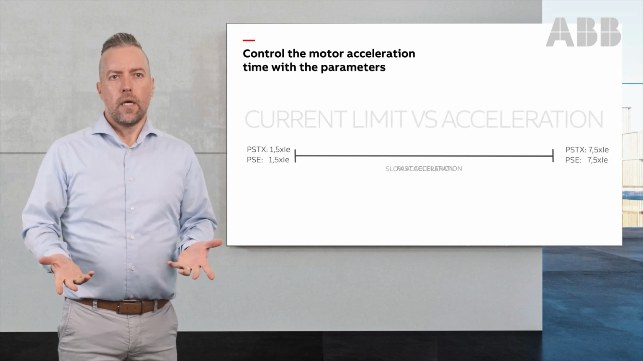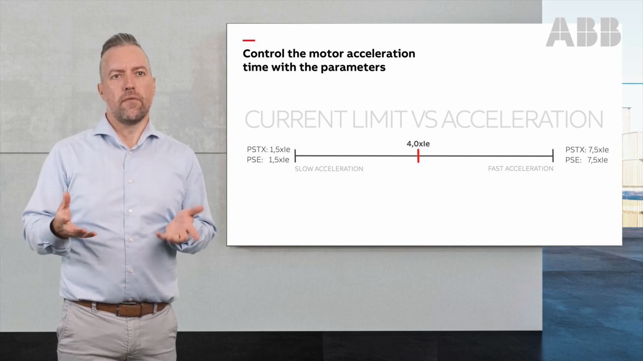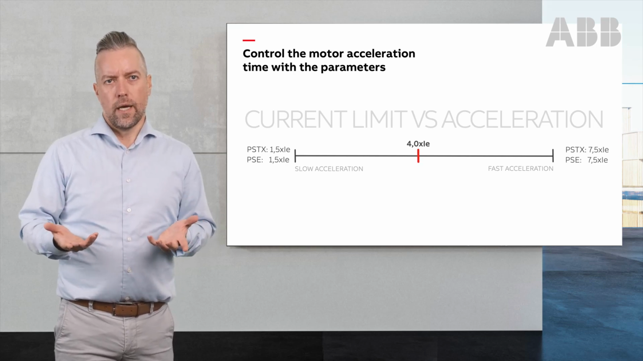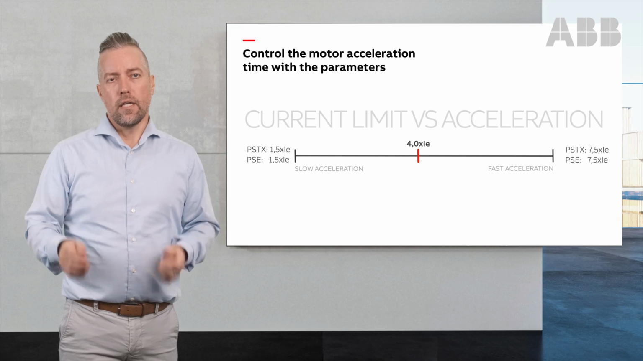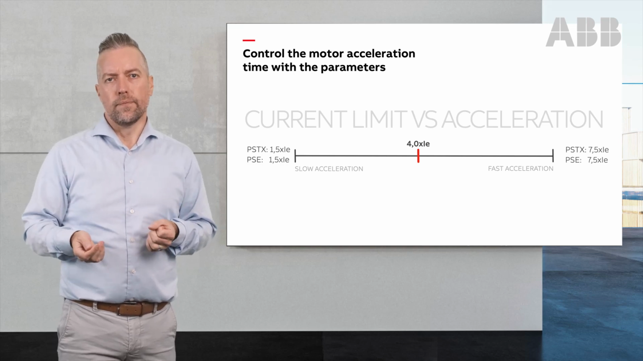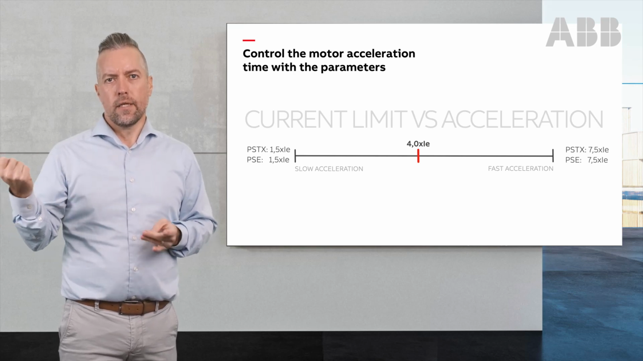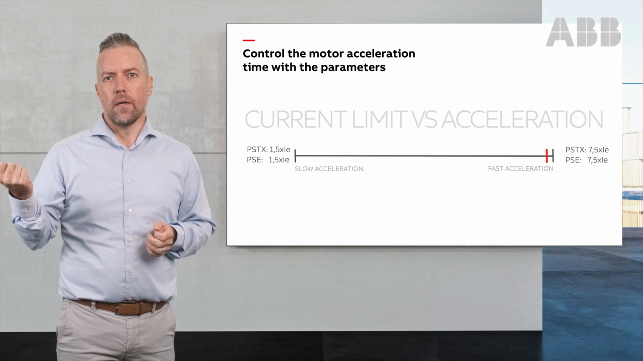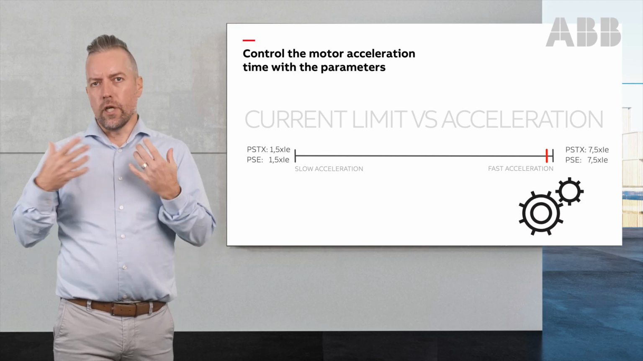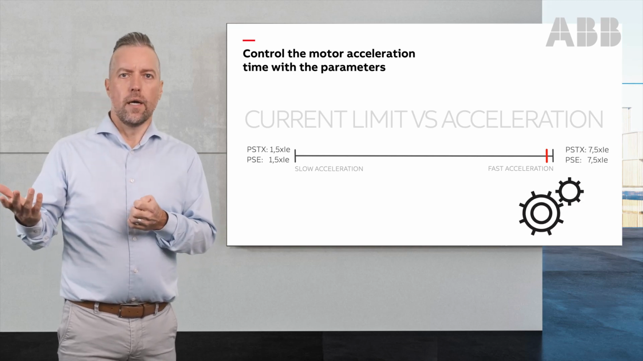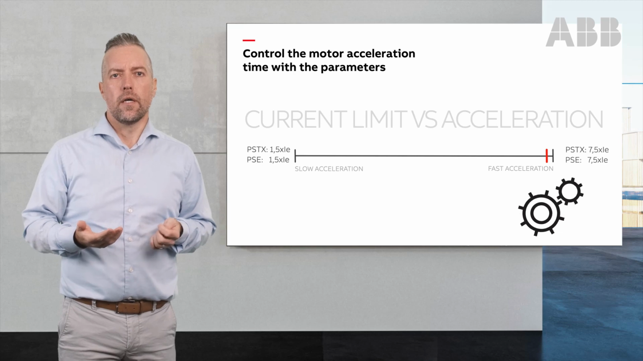If you look at the current limit versus acceleration, this we can only set with the PSTX and PSE. If we want a slower acceleration, we set a lower current limit. The default value is normally the highest, 7.5 or 7 times the IE. And then you get a really quick acceleration and get the maximum current taken out from your network.